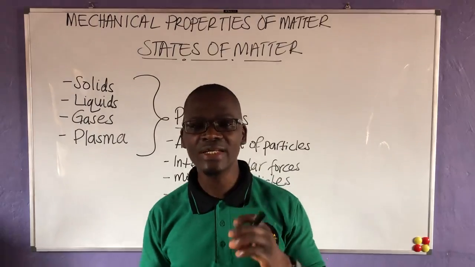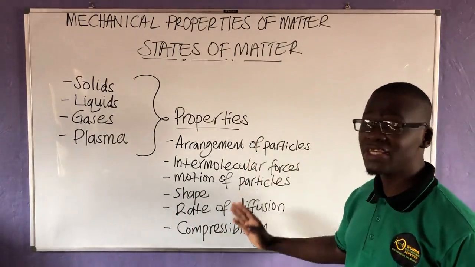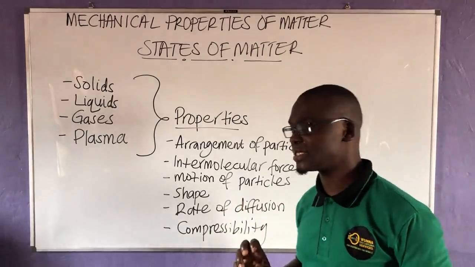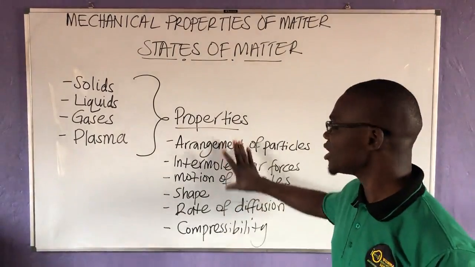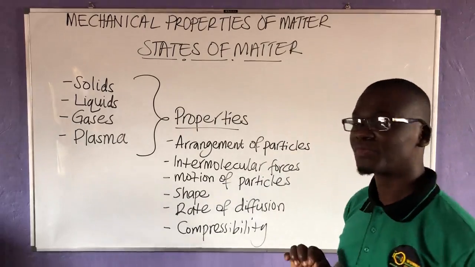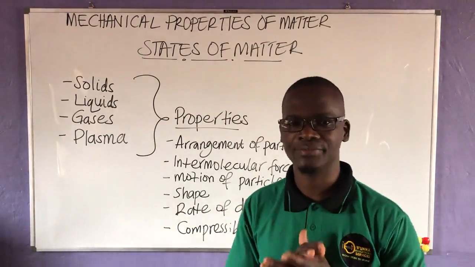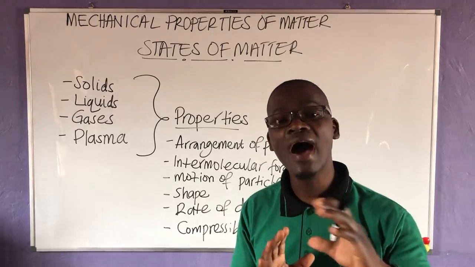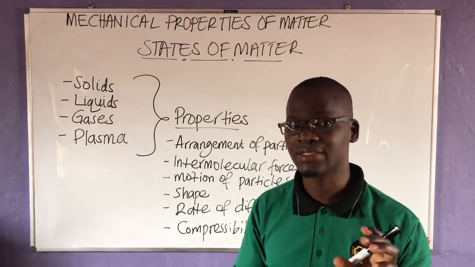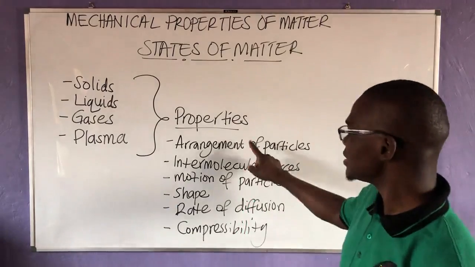So as we are looking at the properties of matter, we have outlined six major properties of matter, and these states of matter behave differently within these major properties. For instance, when we talk about the arrangement of particles, for solids, particles are closely packed together, whereby they don't have space for movement, and they instead vibrate within their mean positions. So that is for solids.